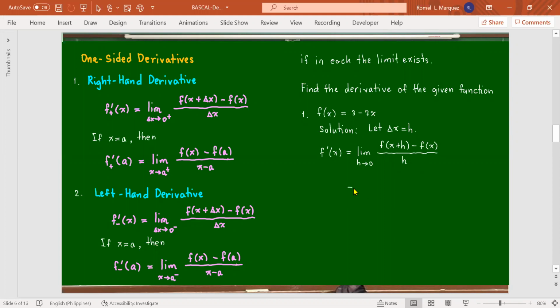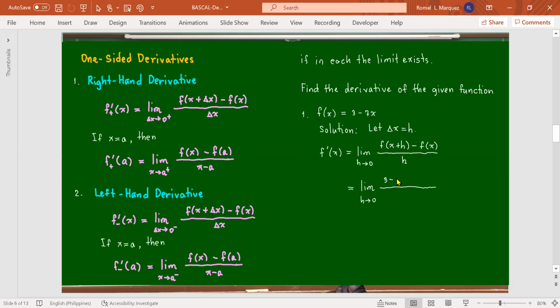Let's now substitute. What is the value of the function when x is x plus h? Do not remove the limit, ha? I'm going to replace all the x by x plus h, ang ibig sabihin. So I will replace this x by x plus h. So what is my f of x plus h? Di ba marunong kayong mag-evaluate ng function? If you know f of x, what is f of 2? Di ba you just substitute to x? What is f of x plus h?